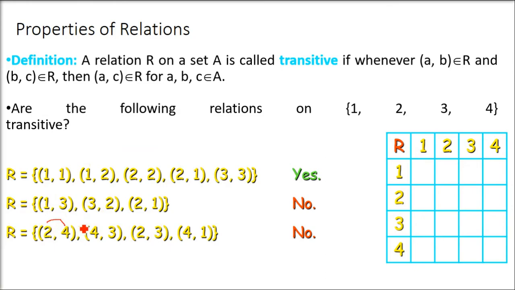Okay, see, (2,4) is there, (4,3) is there, (2,3) is there. No problem. But if (2,4) is there and (4,1) is there, that is A,B and B,C, so (A,C) should be there, (2,1) should be there. So it is no.